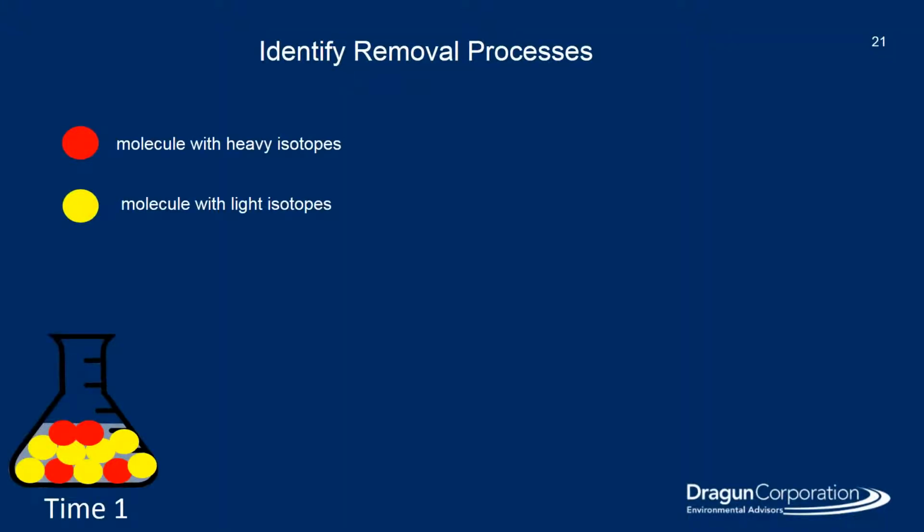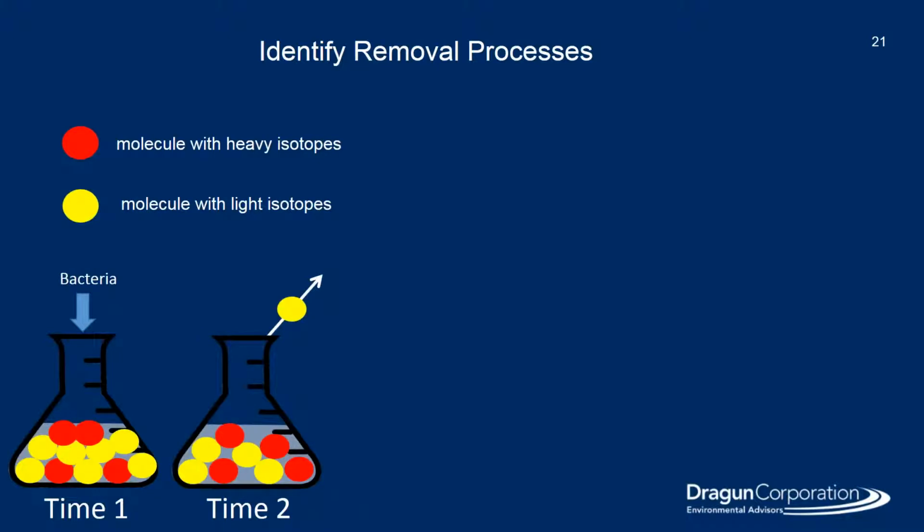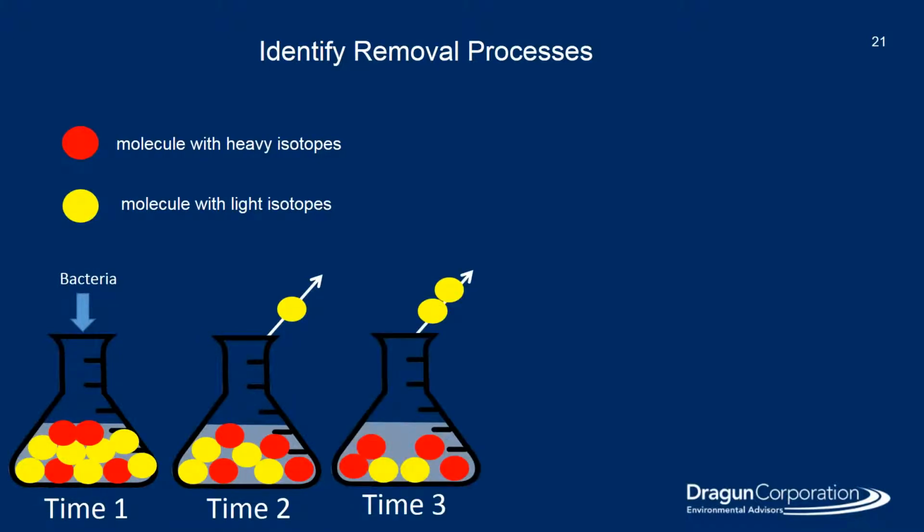So if we have a TCE solution with a mixture of molecules with heavy and light isotopes and add bacteria to the solution, bacteria prefer to break down the TCE with light isotopes. Therefore, the solution gets enriched in TCE with heavy isotopes over time.